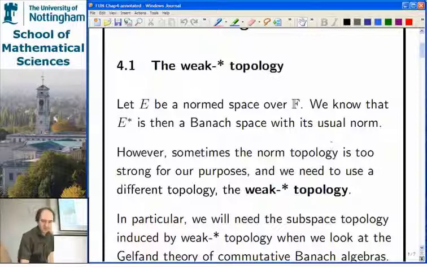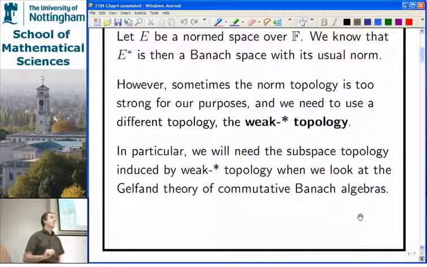So it's a different topology, it's a weaker topology. The norm topology is sometimes too strong, and sometimes the weak star topology is the one you need. And it's particularly important when we look at Banach algebra theory and the Gelfand theory there, which is what we'll be doing in the final chapter.